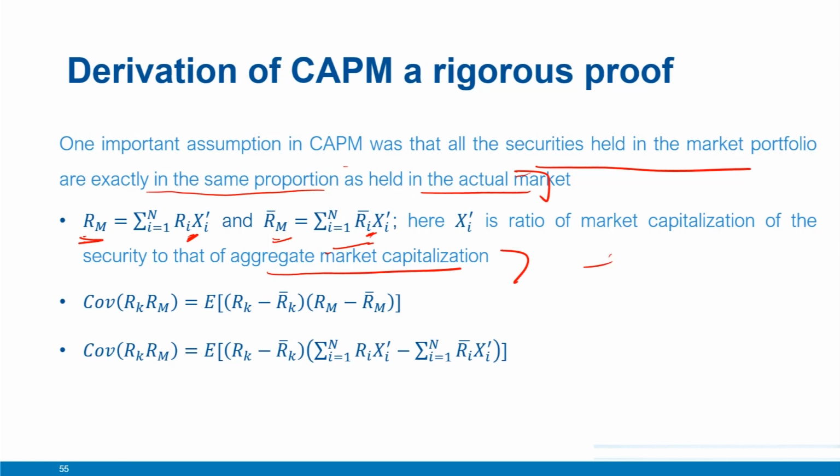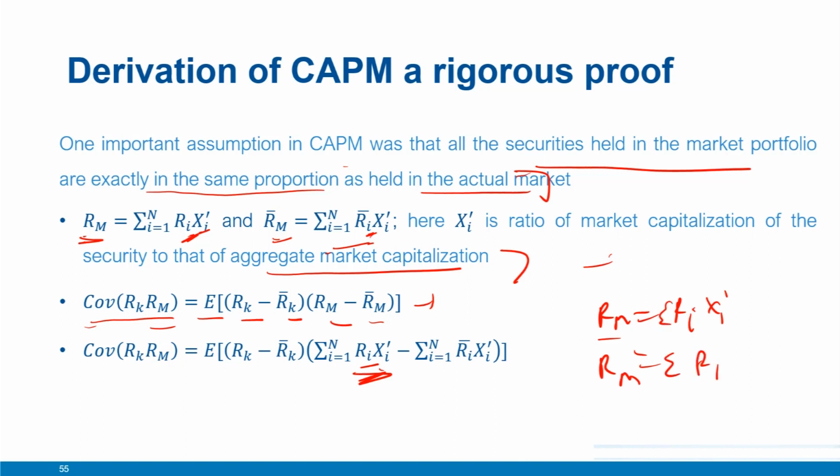So in the actual market, I can also express this covariance relationship as the expected value of RK minus RK bar into RM minus RM bar. This is the expectation version of the covariance relationship. But we already know that this RM is a weighted average of individual returns for both actual and expected returns. That is, RM equal to summation RI XI dash for the actual version and RM bar equal to the summation RI bar into XI dash. So in the expected version, let's make use of these equations.